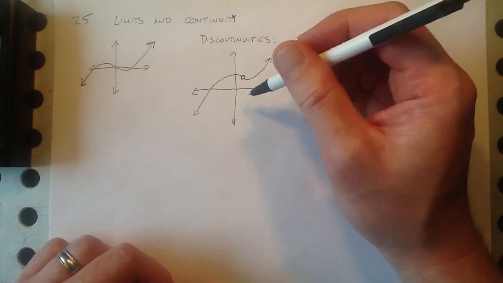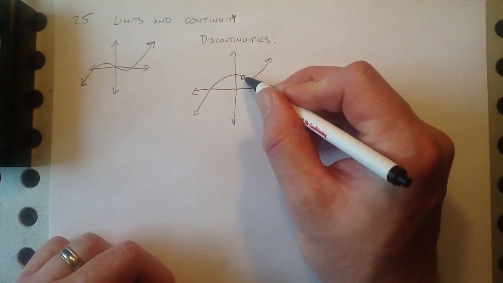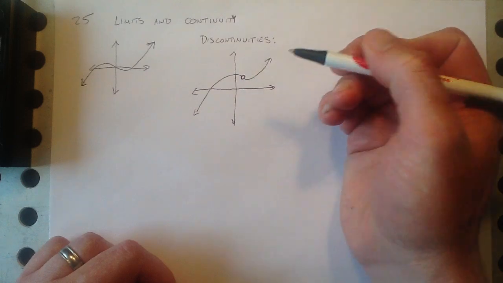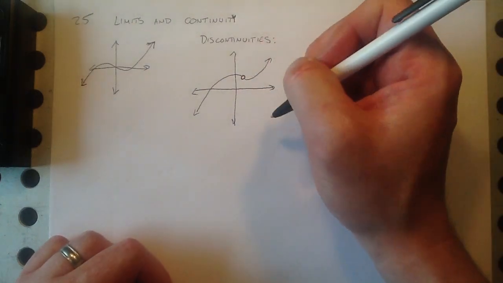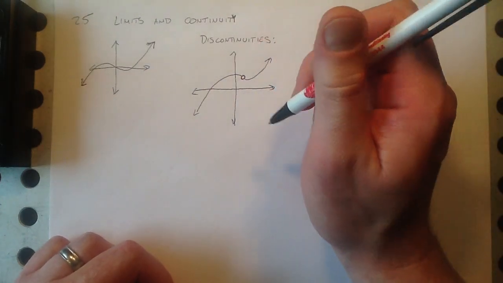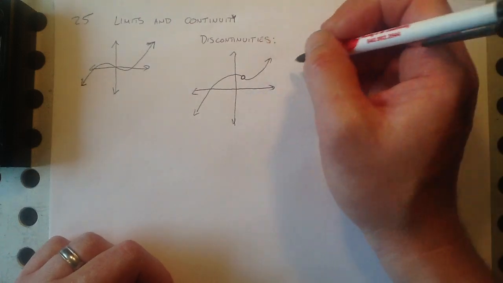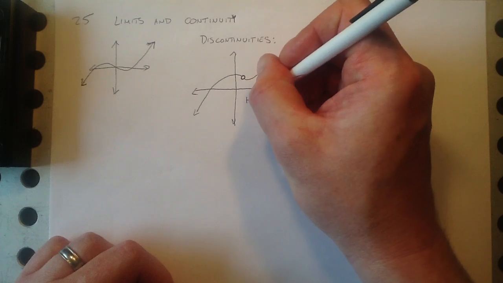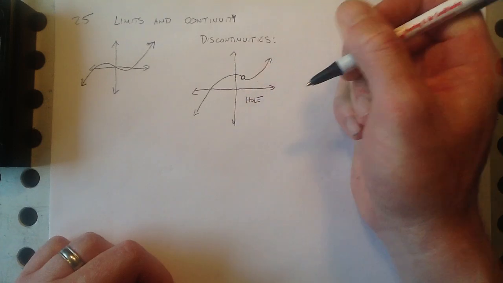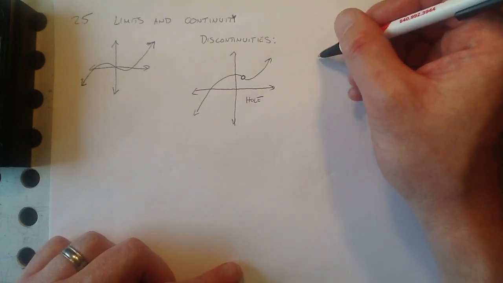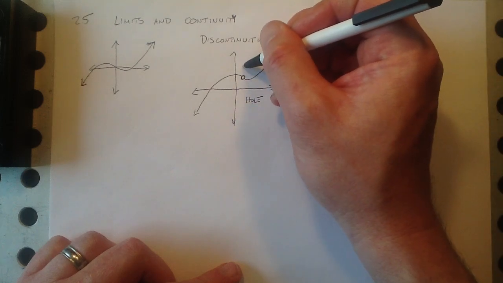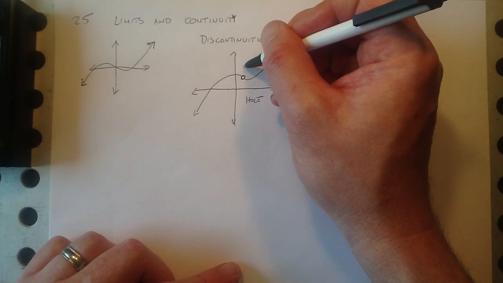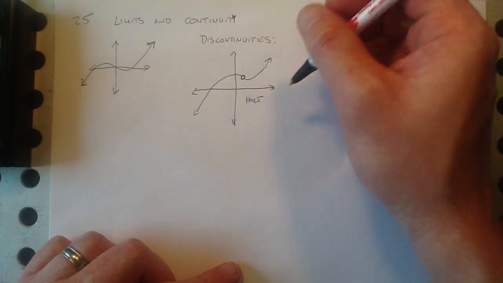And hopefully you've had the experience with your calculator that if you graph something that has a hole in it, you will not be able to see that hole with a calculator because it's so tiny. More about that later. So we'll call this a hole. We still call it a hole whether or not there's a point that seems to be in the quote-unquote wrong place.